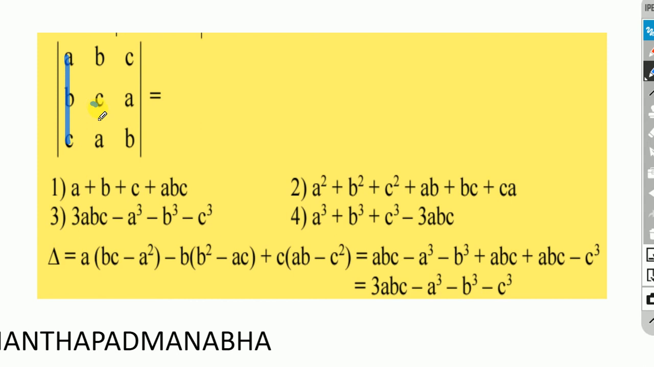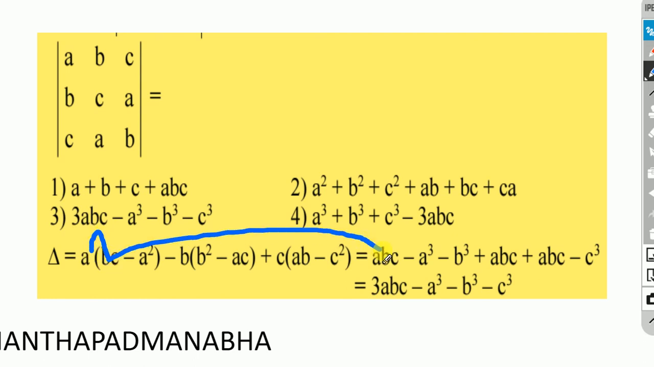A into BC minus A square, minus B into, I have to leave this row and column, so that B into B, B square minus CA or AC, B square minus AC, plus C into, leaving this row and column, BA minus C square or AB minus C square. Now we will simplify this.